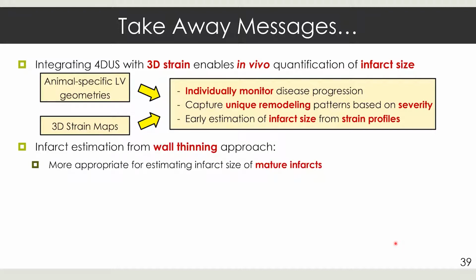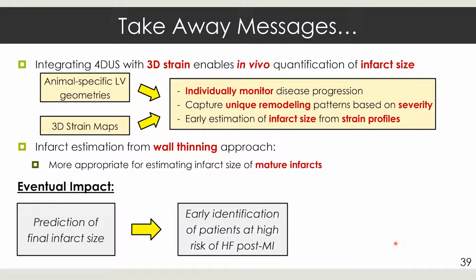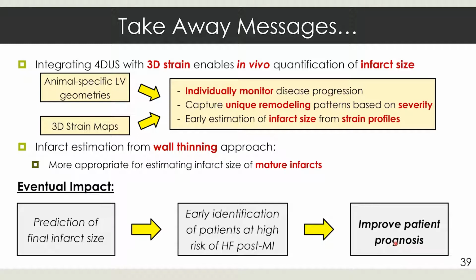And then for the wall thinning approach, we were still able to quantify infarct size, but we think it's more appropriate to use this approach for more mature infarcts and later time points of the remodeling process, as there's significant wall thinning in that region, and it makes it easier to identify where the infarcted wall is based on the thickness. And so what is the eventual impact of this work? By having the ability to predict final infarct size early on, we can potentially identify patients who are at high risk of developing heart failure following an ischemic event early on, which means that doctors and physicians could provide more patient-specific treatment and better improve patient prognosis and quality of life.